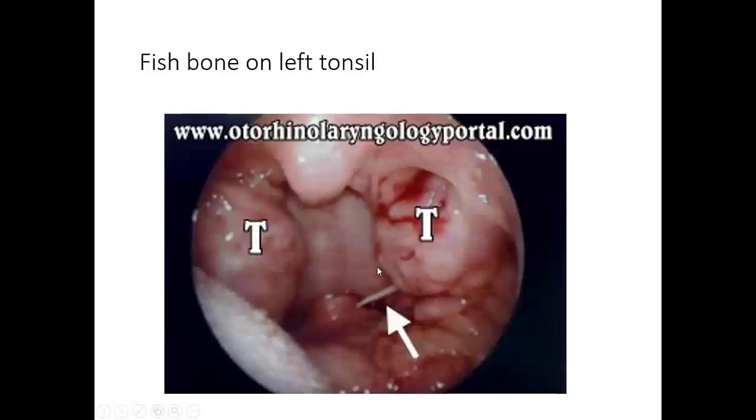It's amazing. Sometimes, if you don't examine the throat with the patient seated in front of you with a good headlight and tongue depressor, you might miss the tonsillar foreign bodies.